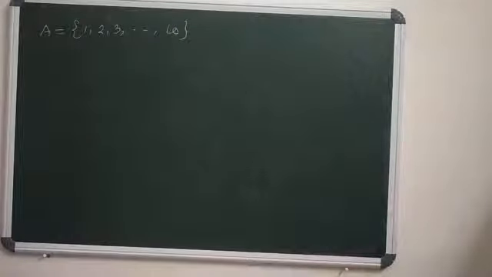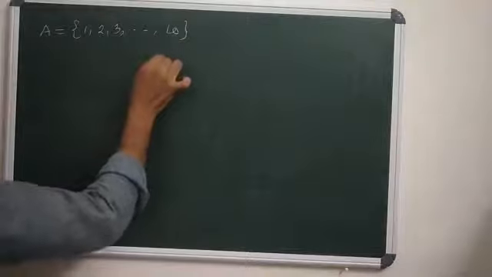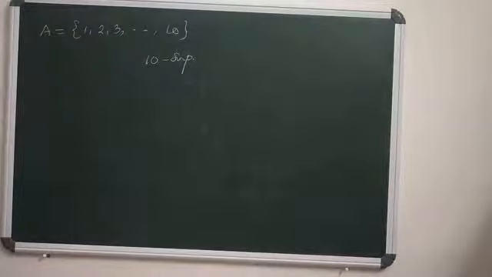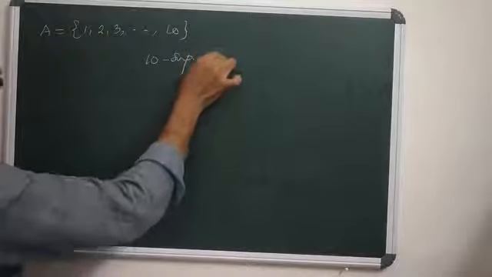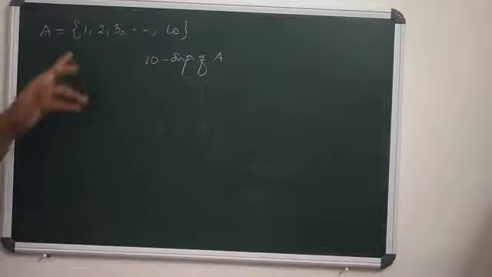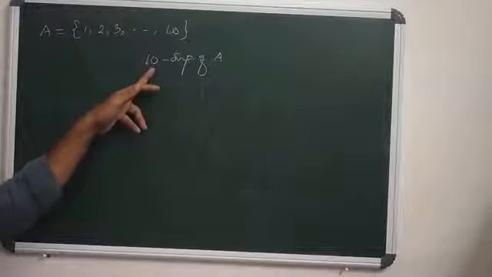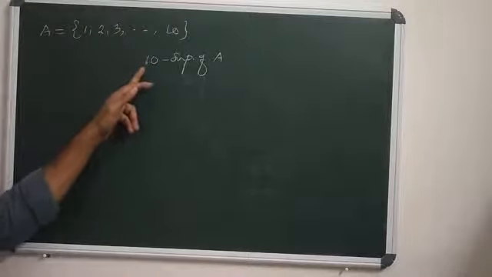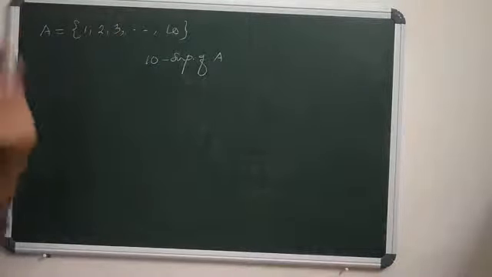Which is the supremum here? The least upper bound. 10 is the supremum. Why? Because for a finite set, the largest element is the supremum. Here 10 is the supremum of A. Why? What is the supremum? 10 is a real number, so every element in this A should be less than or equal to 10. So 10 is the supremum.